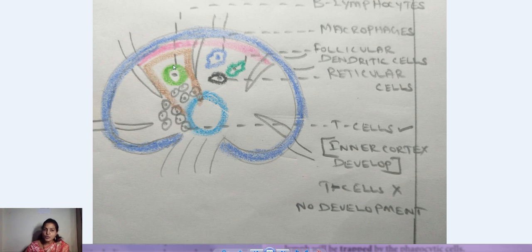So in this outer cortex region, B lymphocytes are present. Along with these B lymphocytes, there are macrophages, follicular dendritic cells, and reticular cells. Okay, and what is there in the inner cortex? Here the T lymphocytes are there, and here also macrophages, everything will be there.